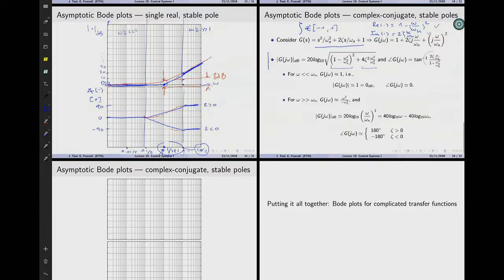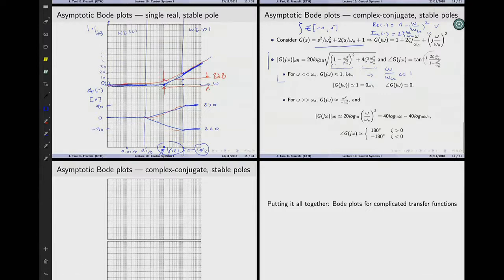Again, the objective is to simplify these terms, right? So as you see, we have comparisons of terms of ones and ratios of frequencies over the natural frequency because of the particular form that we chose in expressing this. So we're going to say, okay, what happens if omega is much smaller than omega n? Well, if omega is much smaller than omega n, this means that omega over omega n is much, much smaller than 1. So if this is smaller than 1, well, then this term is negligible with respect to 1. This becomes 1 squared, which is 1.